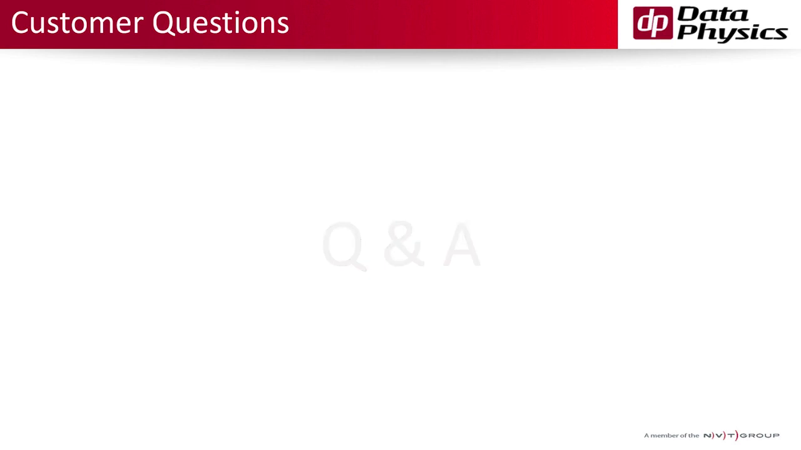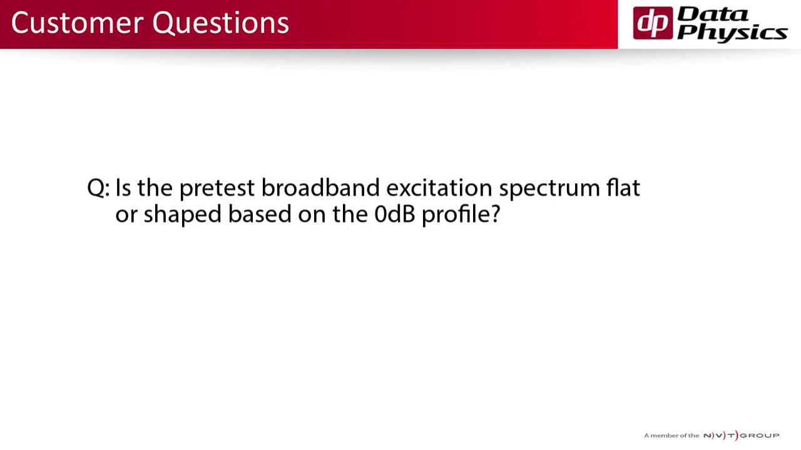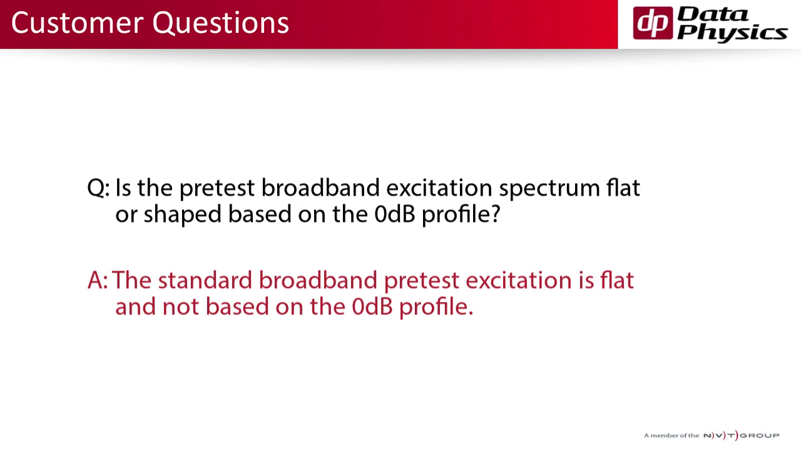I have another question here. Is the pretest broadband excitation spectrum flat or shaped based on the 0 dB profile? The pretest excitation is flat. It's not based on the 0 dB profile. That is for the standard broadband excitation. Now, this auto-shaped broadband starts out as flat, but then it adds energy at frequencies where it's needed, at low frequencies as needed. So it ends up not being a flat excitation. But initially it starts out as flat, and then it basically takes energy from the high and puts it into the low. But it's not based on the 0 dB profile.